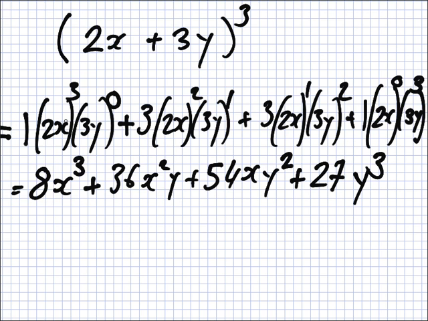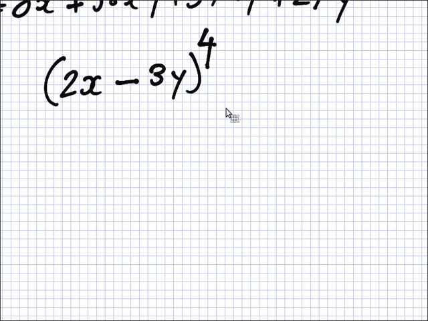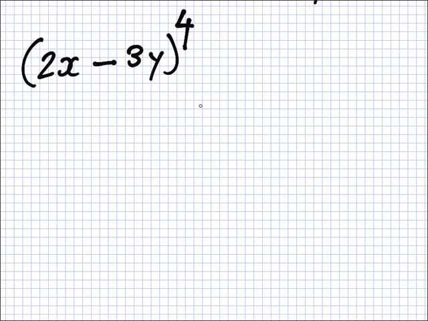Okie dokie. You got that? Now I'll do another one, but now that you've seen 2 examples, I think you can at least try it before I do it. I want you to see what you make of this. I'll stick a minus in now. 2x minus 3y to the power, we'll say this time 4. Just have a go, see if you can figure this out before I do it.